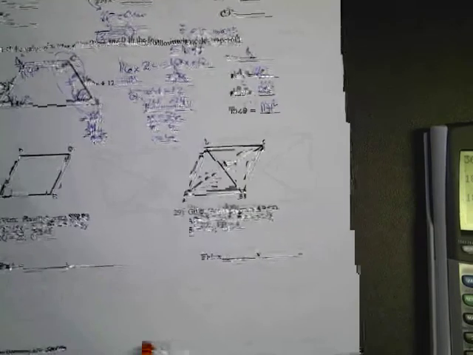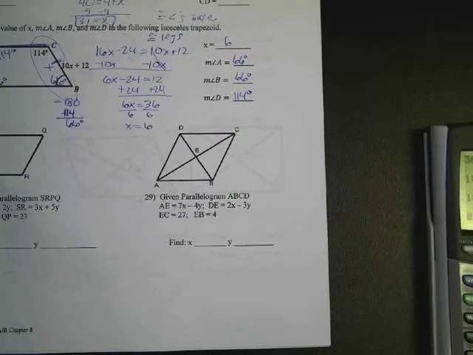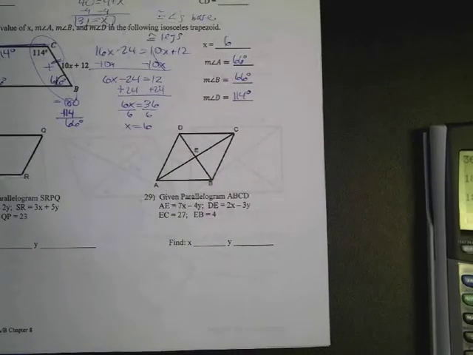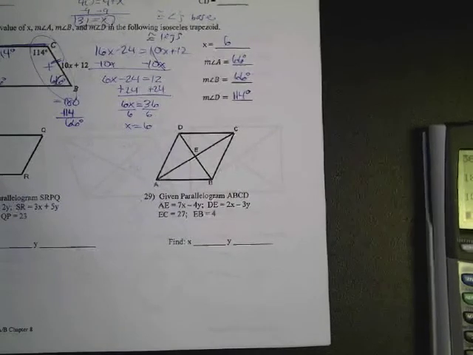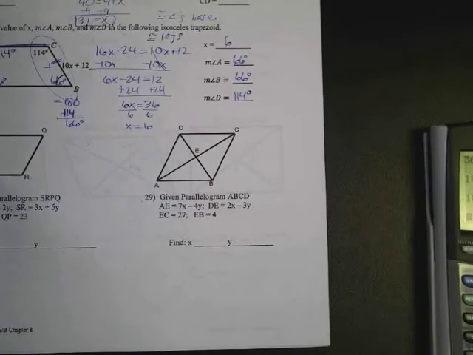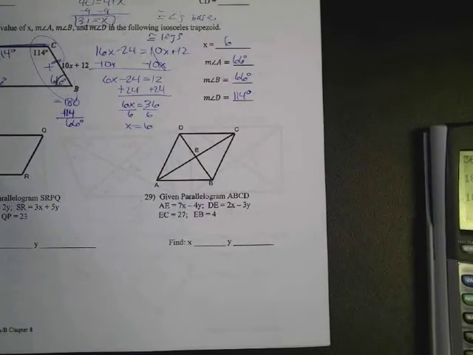All right, number 29. 29 is a great problem. It's probably one of the most difficult problems on this test, so make sure you know your solve by systems. So I have parallelogram A, B, C, D. Things I know about a parallelogram are that opposite sides are parallel, so I look for alternate interior angles. I know that opposite sides are congruent. I know that opposite angles are congruent, and I also know that the diagonals bisect each other.